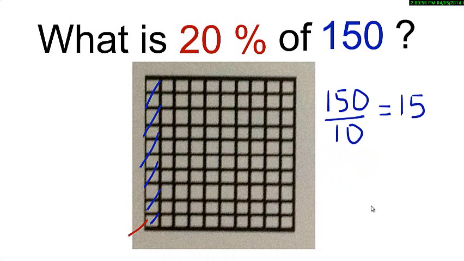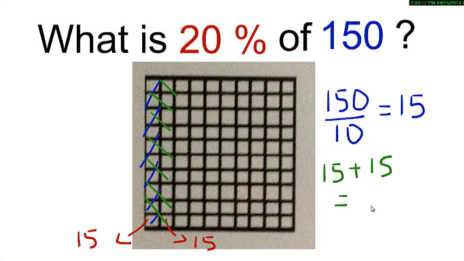So, if every 10 represents 15, I also know that 20% represents 20 squares. So 20% of 150 is nothing but 15 plus 15, which is nothing but 30.